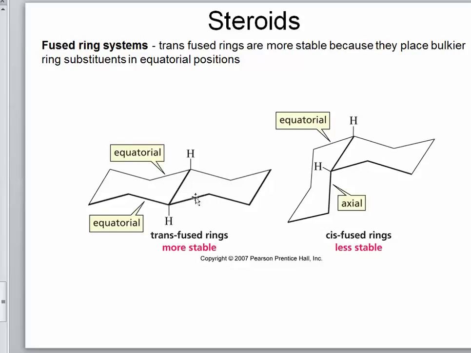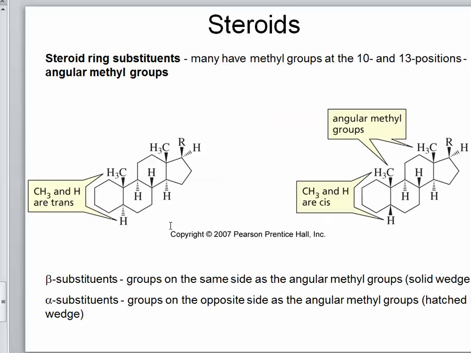Well, over here on this side, this equatorial bond goes slightly up and out, and this equatorial bond goes slightly down and out. And because one goes up and one goes down, we call that trans, and we call that trans-fused. Because of that, these two rings are fused together in a trans formation, and these two rings are fused together in what we call a cis formation. So there's the difference between the two.